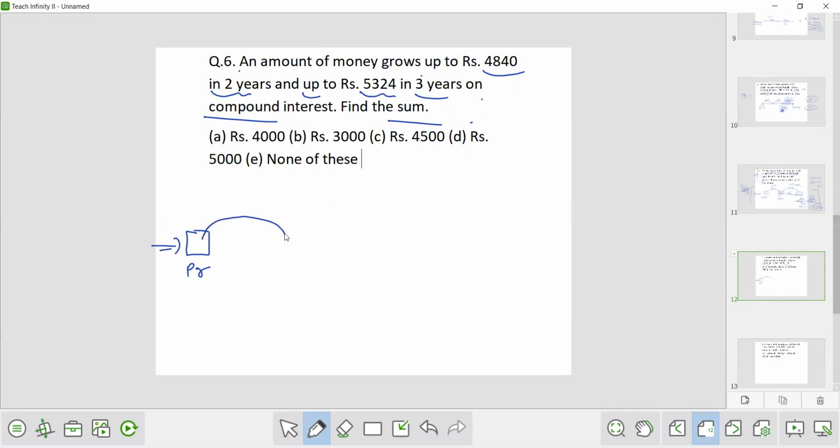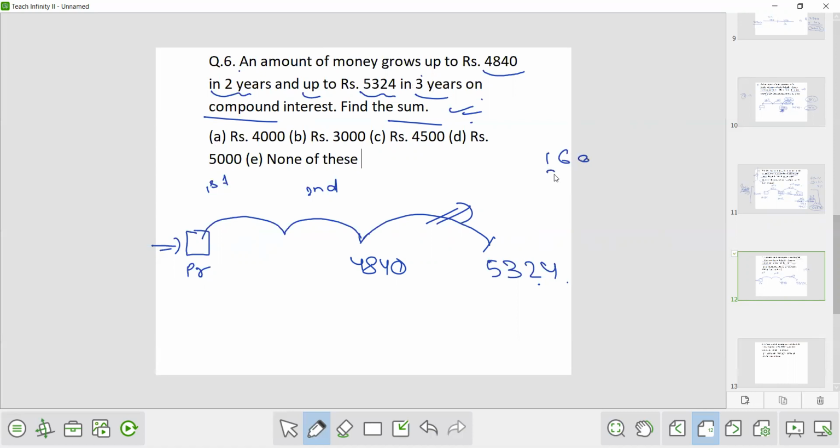So in 2 years it became 4,840. So for the first year, second year, this became 4,840 rupees, and in the third year it became 5,324. So we have to find the sum. Again, how much is the increment from second year to third year? The increment is 160 plus 324, that is 484. So this 484 is how much percent of this 4840? This is 10%. So here also it will be 10%, here also it will be 10%.